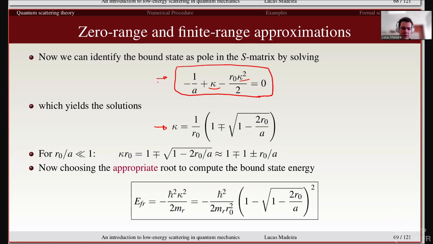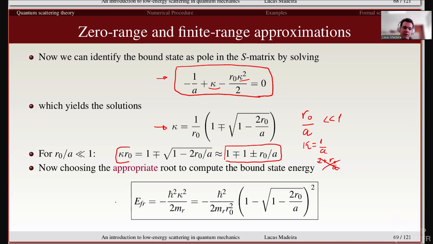So how can I see the one that's physical and the other that's not? Well, I can ask myself what happens when the effective range is small compared to the scattering length. So this quantity is small, and then I can expand the square root here. And the result is that kappa R naught here is either 1 minus 1, that's 0, plus R naught over A, meaning that if I choose the upper sign, I get that kappa equals 1 over A, which is the result that I had before. Otherwise, if I choose the inappropriate solution, which is the one with the bottom sign here, I get 2 plus R naught over A, which is not the result that we had before. So this is the inappropriate solution. I choose the appropriate one.